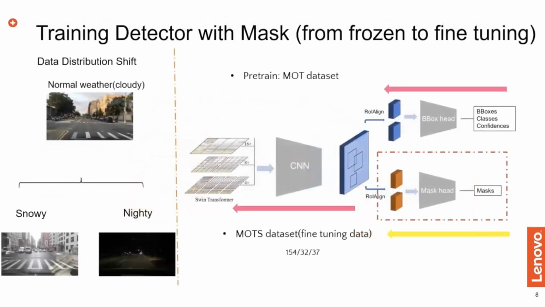We try to find out the reasons for the poor performance of frozen network training. We found that there are more night things and snowy things in the MOTS dataset than in the MOT dataset. Maybe the data has some distribution change between MOT and MOTS. So we change the training method. We open our network weights to fine-tune based on the MOTS dataset. Fine-tune training can achieve better detection performance on snowy and night things.